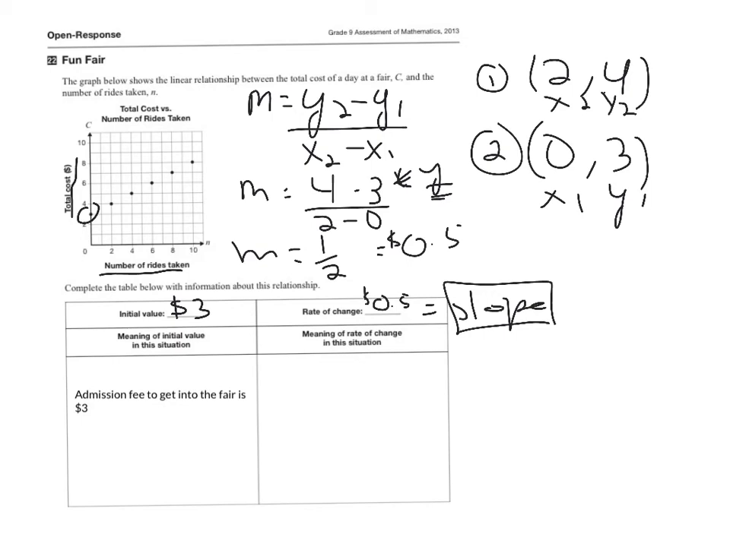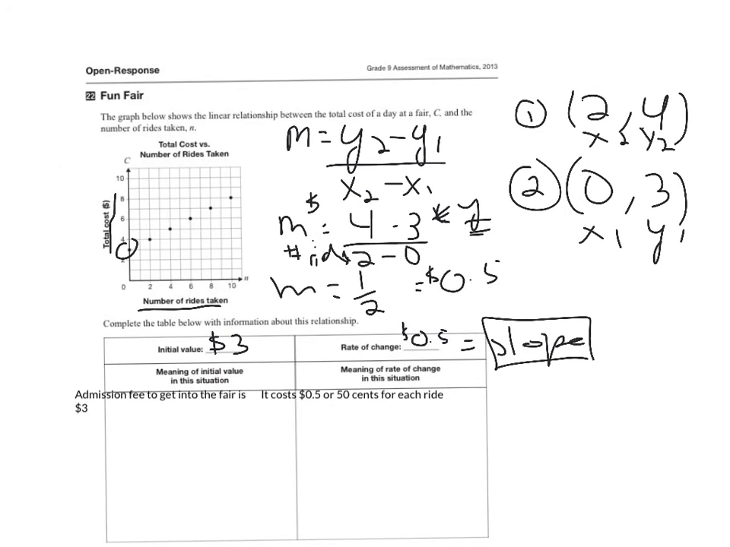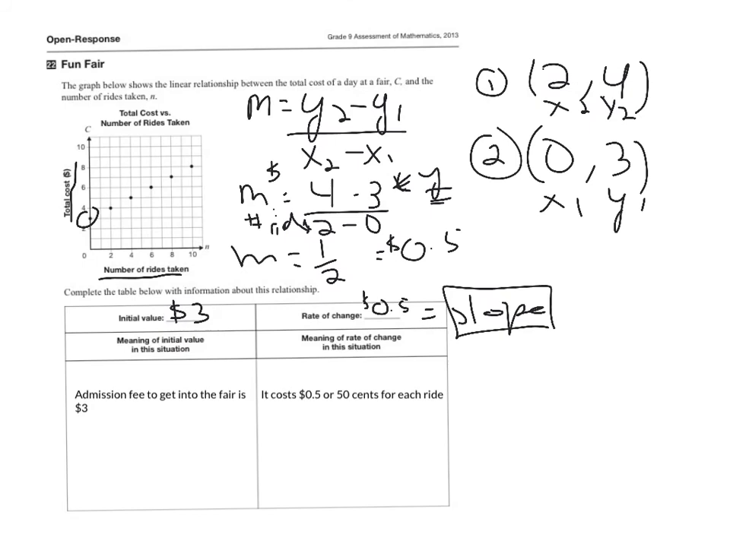So what does that mean? It's important to know that what you just calculated: up here was the money, and this right here was the number of rides. So you calculated the money per ride. I've seen people come up with answers such as 1 or 2 for rate of change. Just make sure you put your y values over your x values when you're calculating your slope.